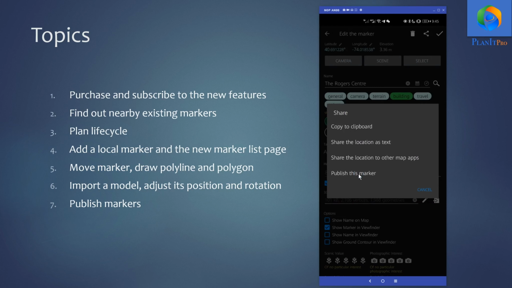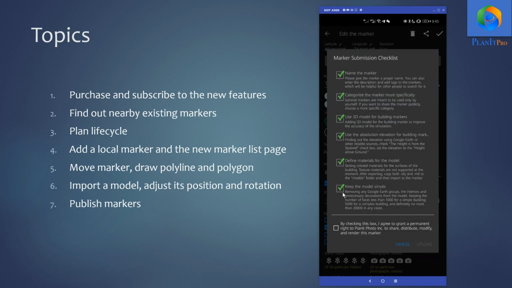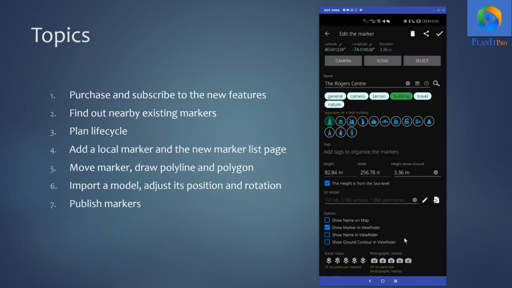So if you come here and publish this marker again, see, everything is green. And you can click here and say upload, which will upload to the server and notify the admin to approve the marker. So that's the publish marker feature.